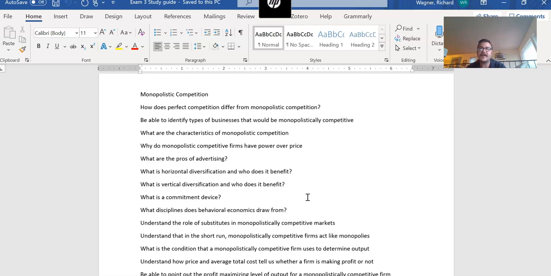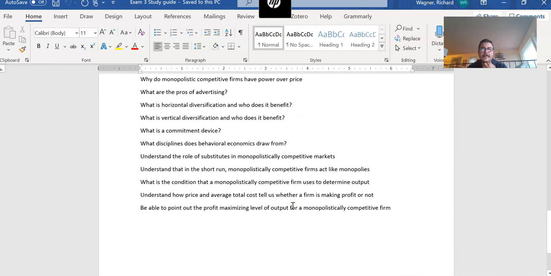Remember, this one's actually pretty easy here. What is a commitment device? It's like Costco or a gym. It's something that says, hey, you're going to keep coming back to this simply because you paid to have this ability to come here. So something that keeps you going, or those little cards that you get for your Subway sandwiches and things like that. Okay, behavioral economics. We talked a little bit about this when we were talking about advertising, but it's really coming from psychology.